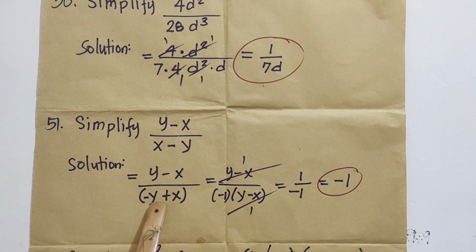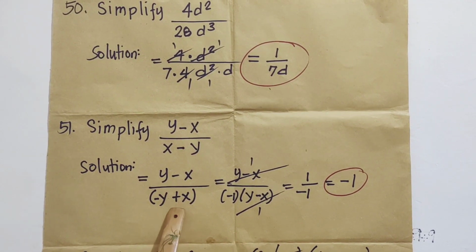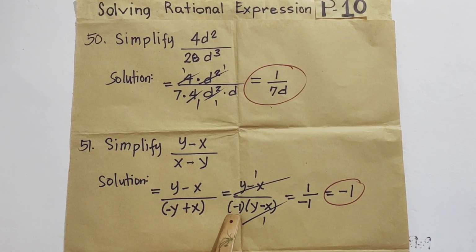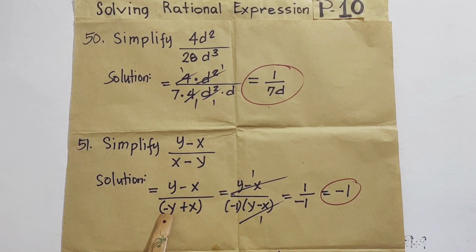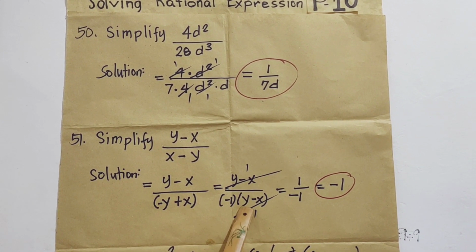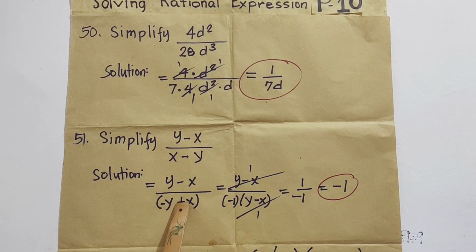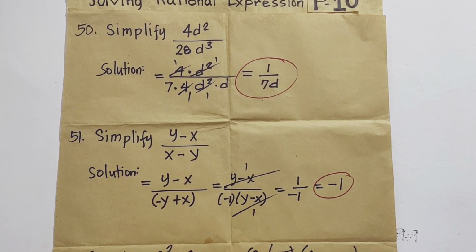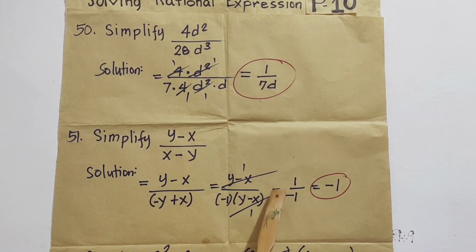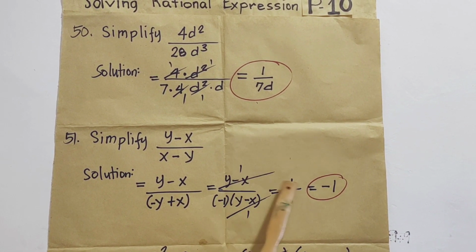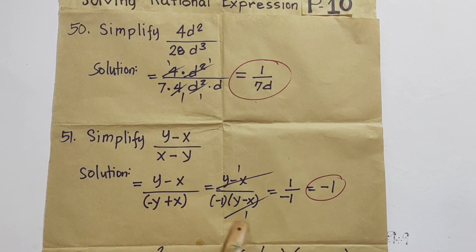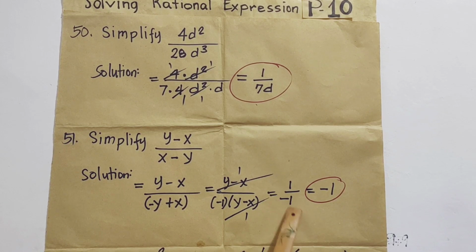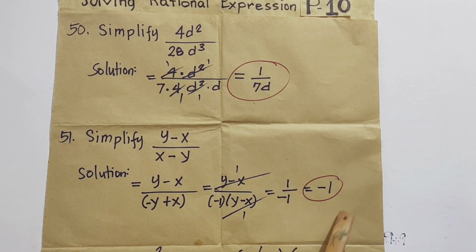So what we have to do is to factor the denominator, and the factor of this is negative 1, and negative 1 divide negative y equals positive y, then positive x and negative 1. If we're going to divide, we have negative x. Then we can cancel now 1, and 1 over negative 1 times 1 equals negative 1, then 1 over negative 1. If we're going to divide, the answer is negative 1 is our answer.